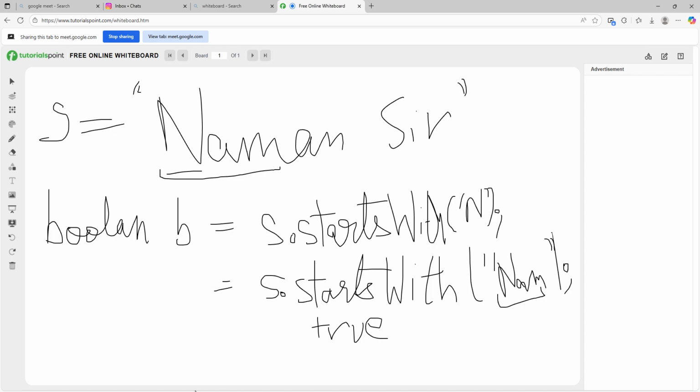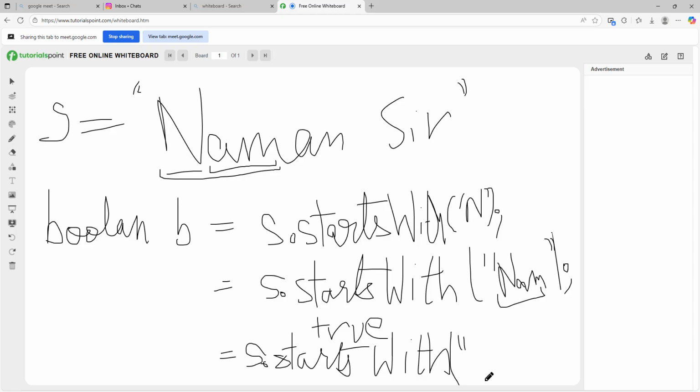And let's say I don't want to check the first letter. I want to check only these two letters at the starting. So what I can do is s dot startsWith, in the quotes I'll put AM and comma, and I'll put one.